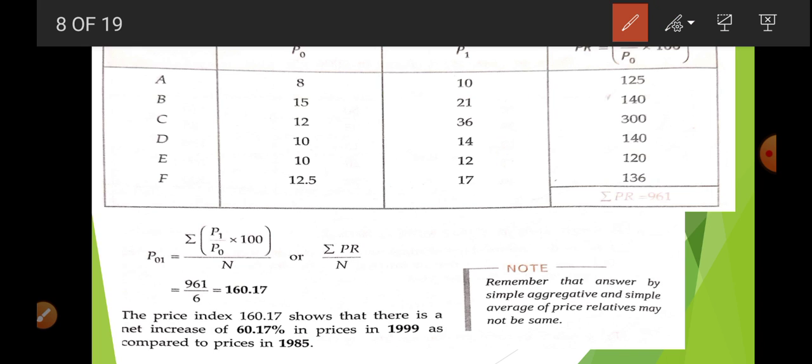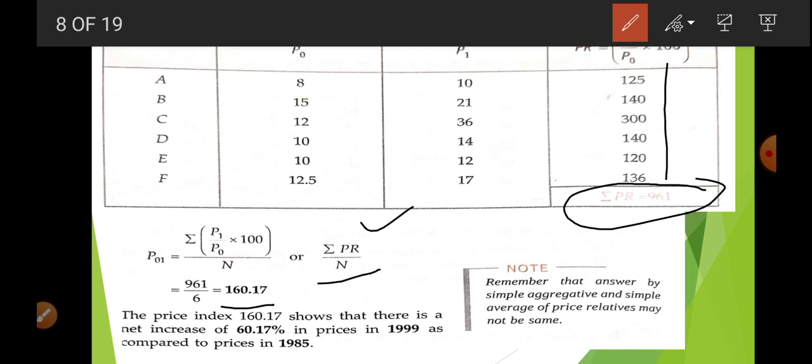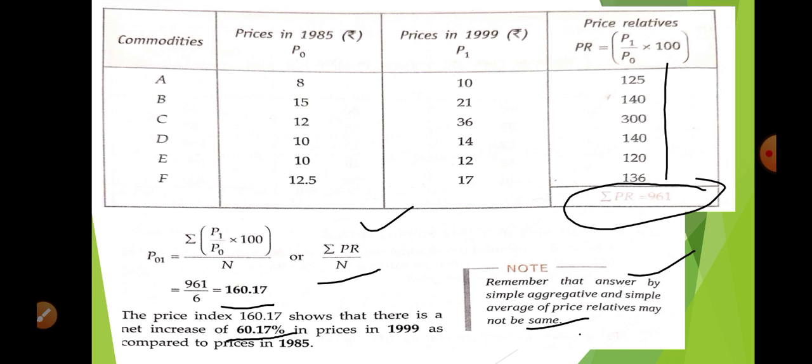Okay, now we get the sum total of it. When we add, we get 961. So PR upon N, this is your equation. So 961 upon 600, when we divide it, we get 160.17. It means there is an increase in the price equal to 60.17%. Okay, one more thing, if we attempt the same question by these two different methods, we get different answers.